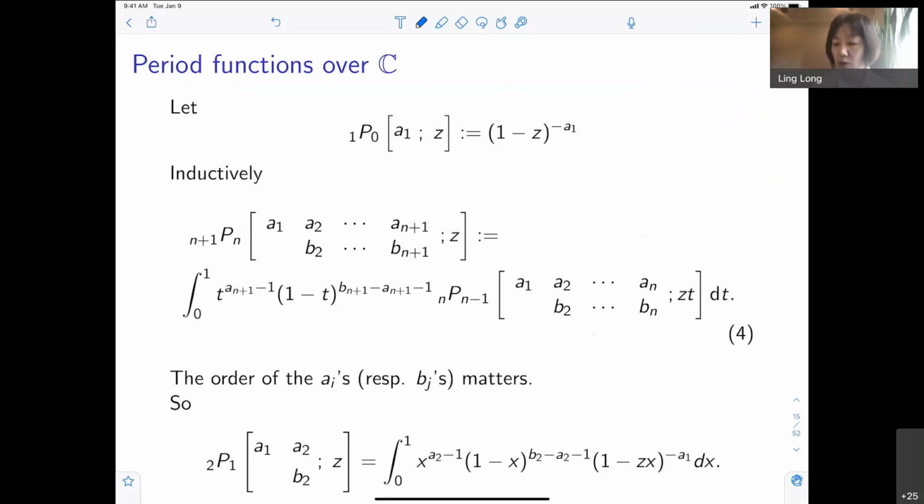So we're starting with the basic one, which is 1 minus z raised to minus a1, if that's the parameter set to start with, a1 and 1. And then inductively, we can define the period function as iterated integrals. For 2F1, it's written in this way.